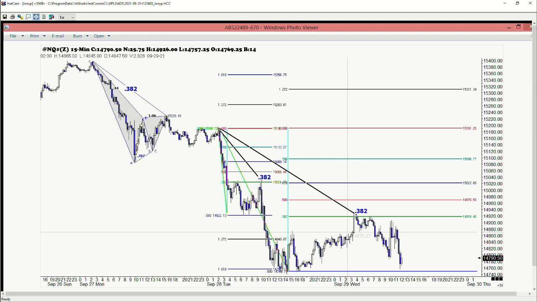And what does it do today? It makes another 382 off of the high that we made back here. I mean, you can't make this up, folks. You think these algorithmic players aren't using this stuff? Absolutely. A computer, if you run these numbers, it's going to pick them up. And that's what they do. They're number crunchers. We'll be right back.